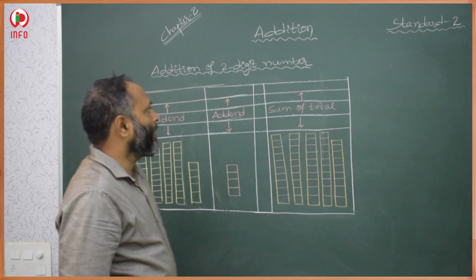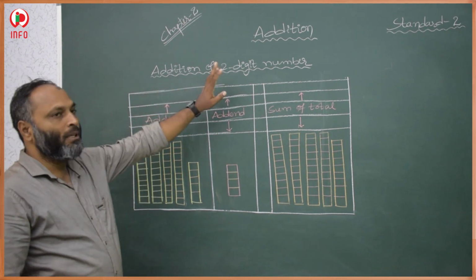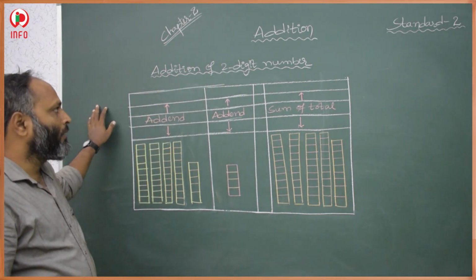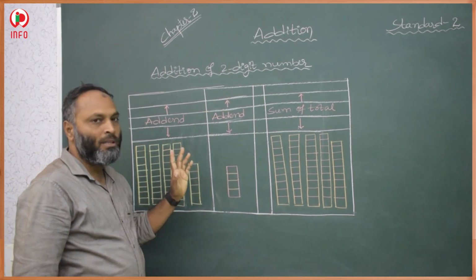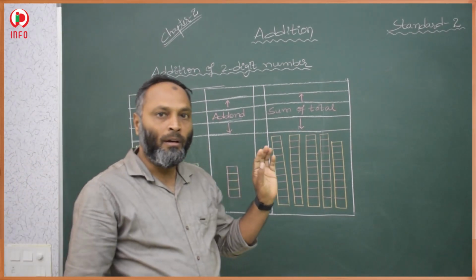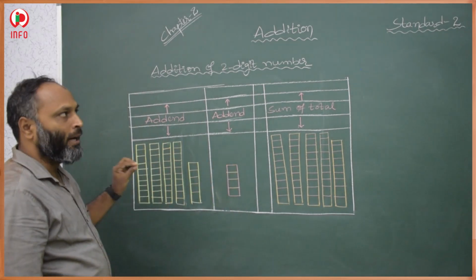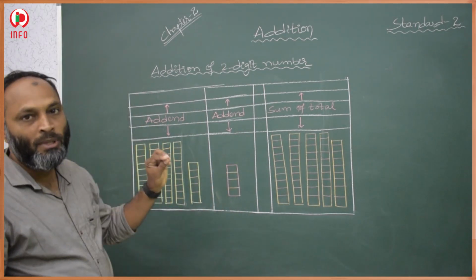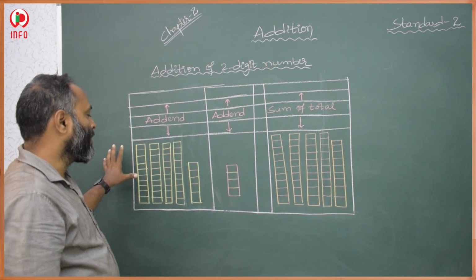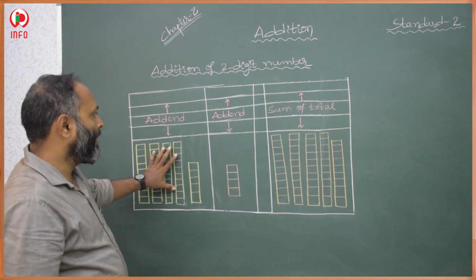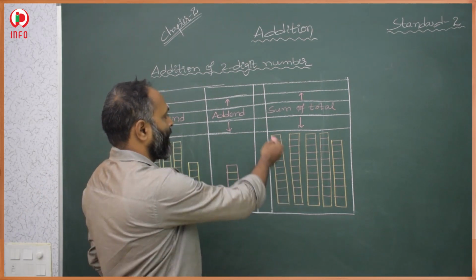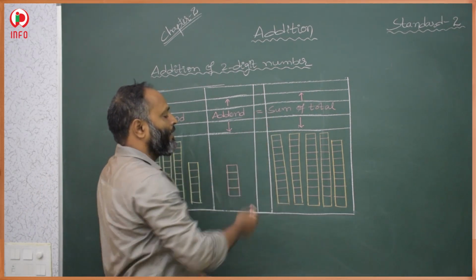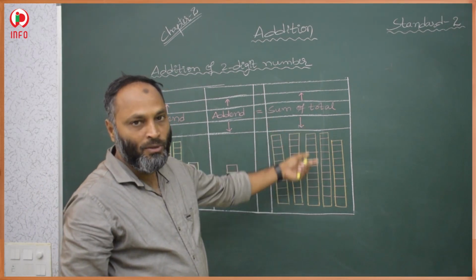Yes, now here is addition of two digit numbers. So how do we add two digit numbers? Here we are going to discuss how to add using blocks. When two digit numbers are given, using these blocks, this is one addend and this is also an addend. Both were added and this is the sum, meaning total.